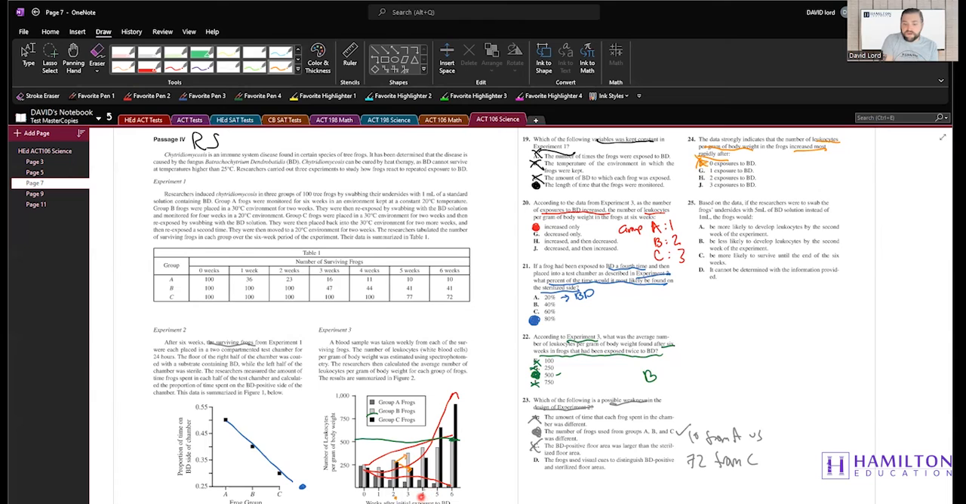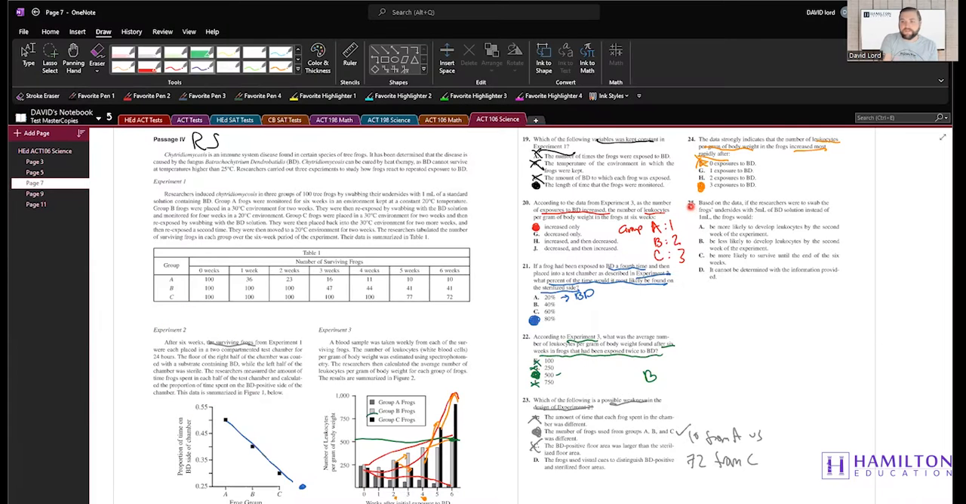Let's see if we have a third exposure. The third exposure occurred in week 4, and from here, only group C got it. While group B stayed relatively constant, we saw that group C rapidly shot up here and here. So it seems like the third exposure to BD is the most likely cause of the rapid growth in leukocytes. So that's why the answer should be J.